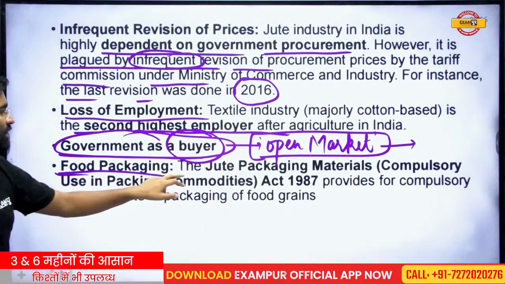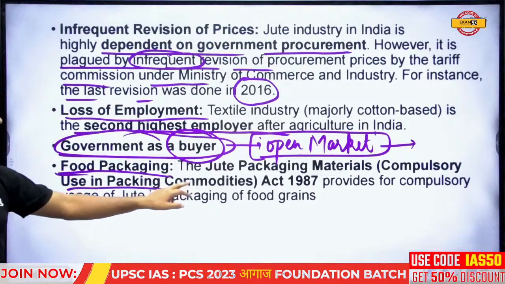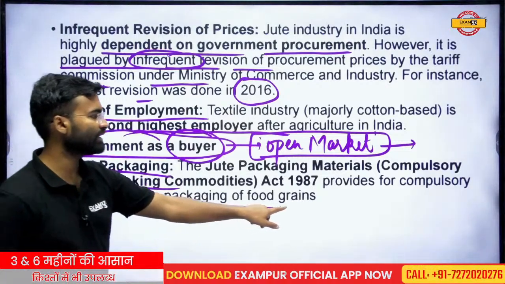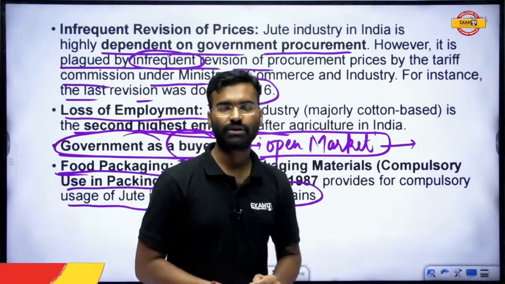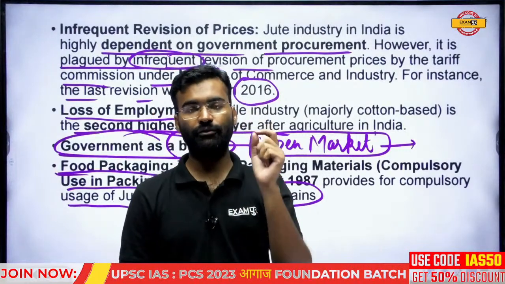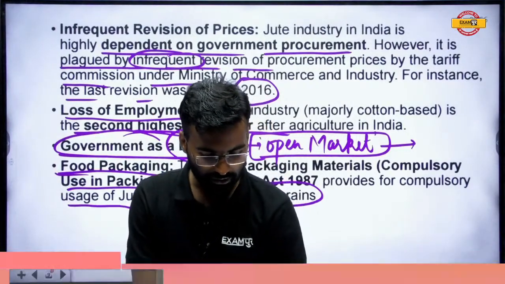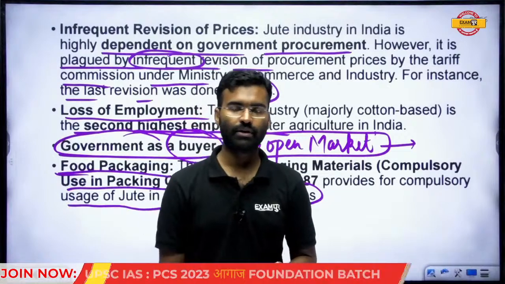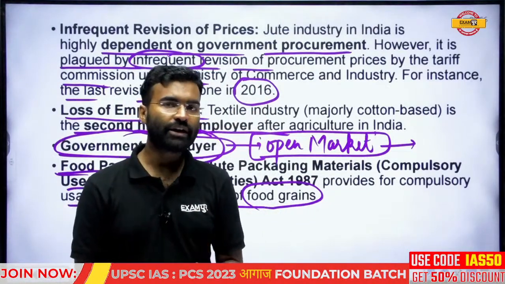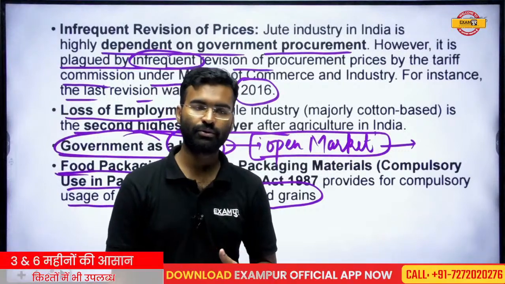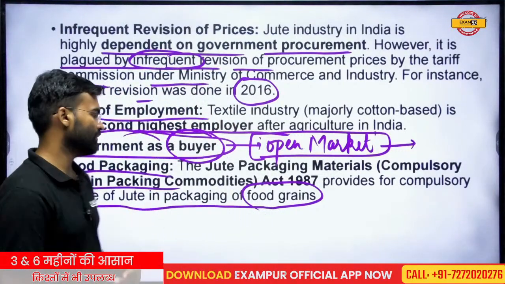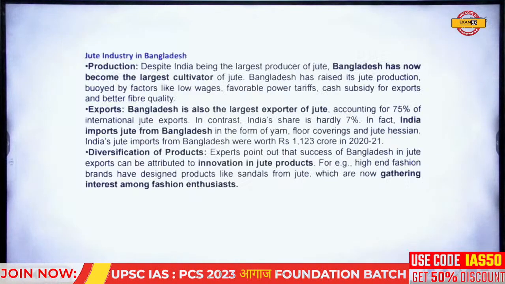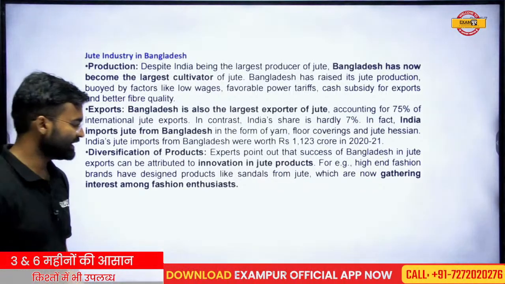And the food packaging: jute packaging materials are compulsory. The Jute Packaging Materials Act 1987 provides for the compulsory use of jute in the packaging of food grains. But sometimes this rule is not followed. Food grains should always be packaged in jute packets, not in plastic packets. This rule has been violated many times by authorities. So these are the reasons.